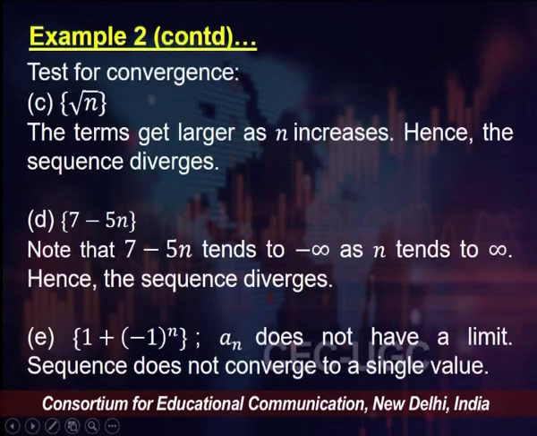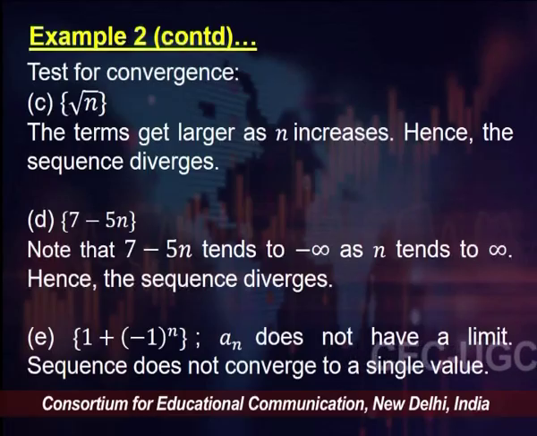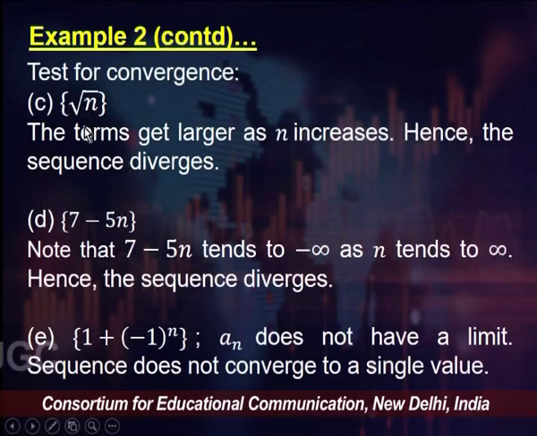Another 3 examples to go for this particular question. Let us look at square root of n. You must be familiar with the graph also. The terms get larger and larger as n increases, so this is a sequence that diverges. Similarly, the sequence 7 minus 5n will tend to minus infinity as n tends to infinity. Therefore, this sequence also diverges.